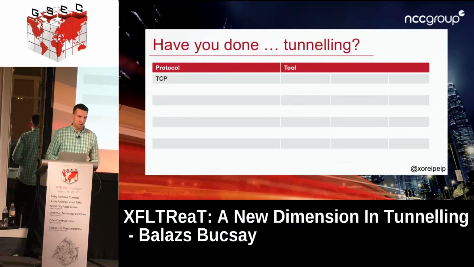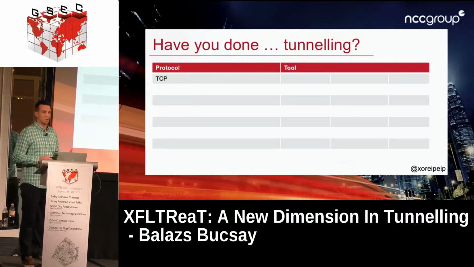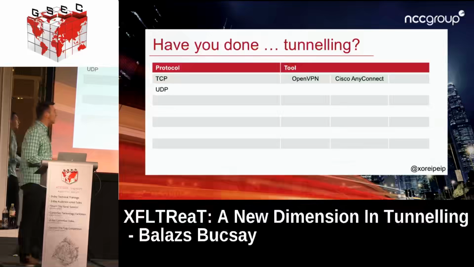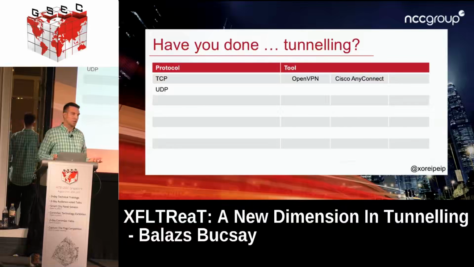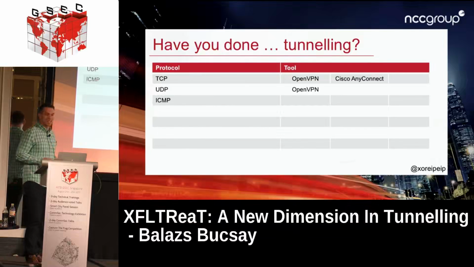So I have some more questions for you. Have you ever done any tunneling which used TCP as a transport protocol? Few of them already did. So please raise your hands if you've done it, and could you give me an example? Some of you? Yeah, that's great, thank you. So for example, OpenVPN or Cisco AnyConnect using TCP. Can you give me an example for UDP maybe? OpenVPN, yeah, thank you, that was great.